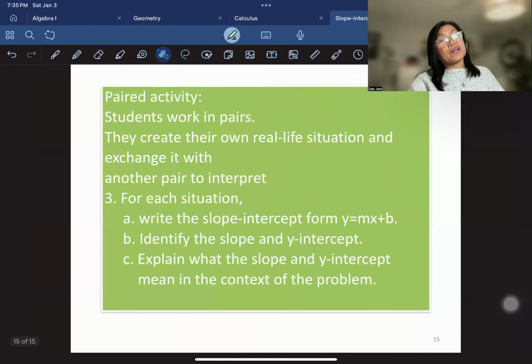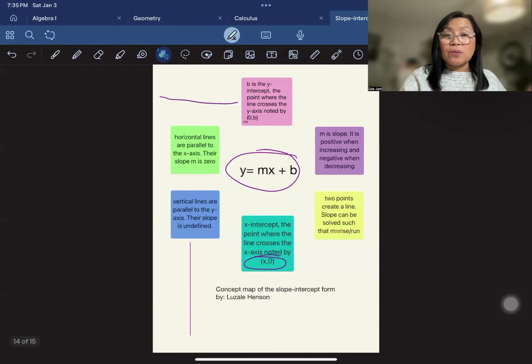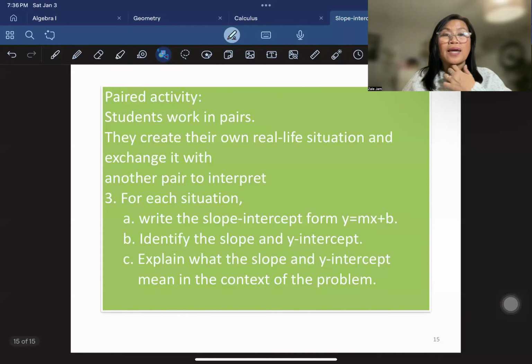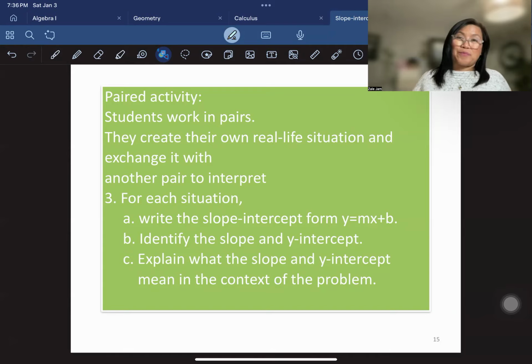So for a paired activity, I would like you to work in pairs, create your own real-life situation, and exchange with another partner. Interpret such that for each situation, what we did a while ago, you're going to write the equation and identify the slope and the y-intercept. So what is the m, what is the b? And then explain what the slope and y-intercept mean in the context of the problem.